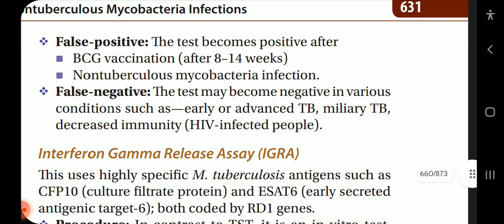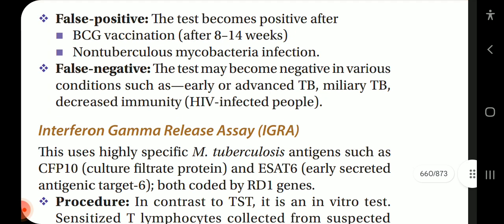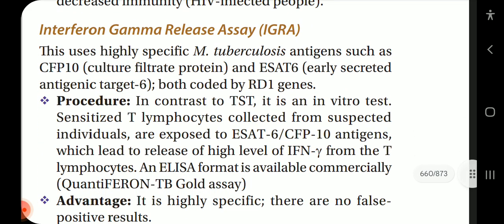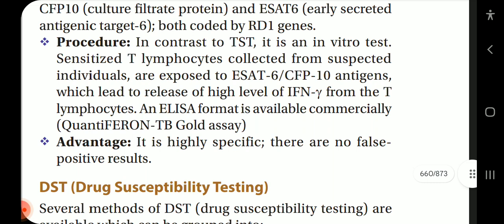False positive: the test becomes positive after BCG vaccination after 8 to 14 weeks, and with non-tubercular mycobacterial infection. False negative: the test may become negative in various conditions such as early or advanced TB, miliary TB, decreased immunity, HIV infected people, etc. Interferon gamma release assay, IGRA. This uses highly specific M. tuberculosis antigens such as CFP10, culture filtrate protein, and ESAT-6, early secreted antigenic target 6, both coded by RD1 genes.